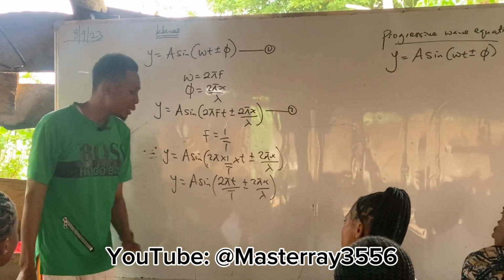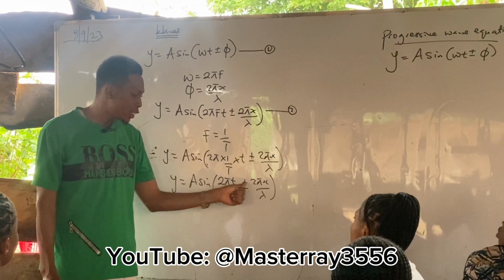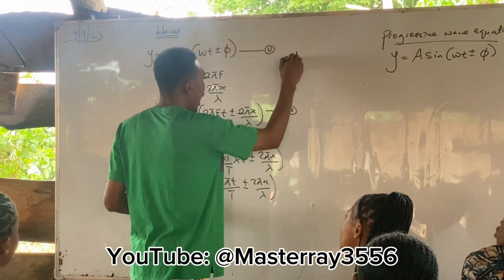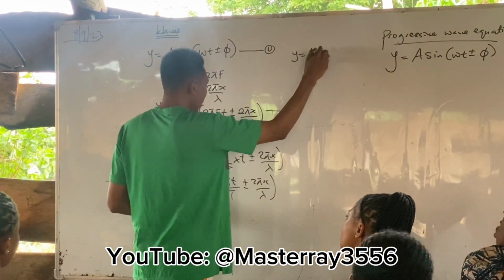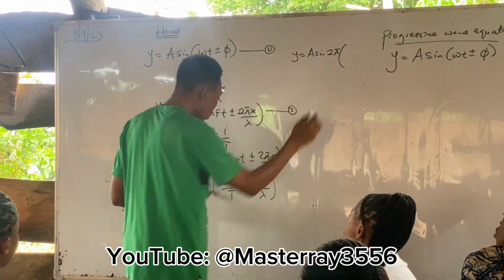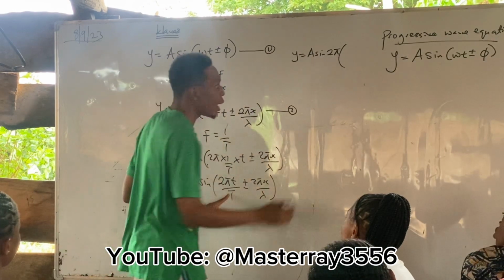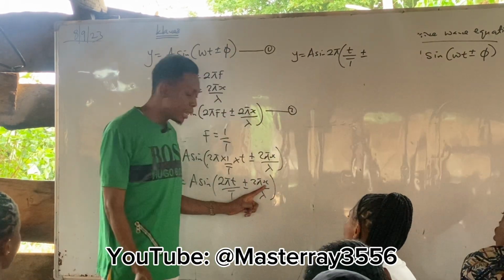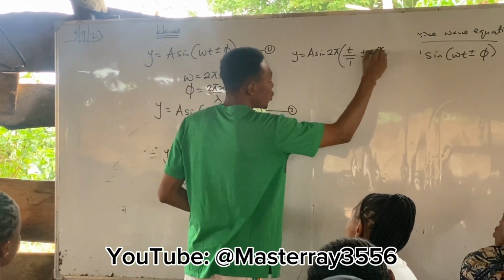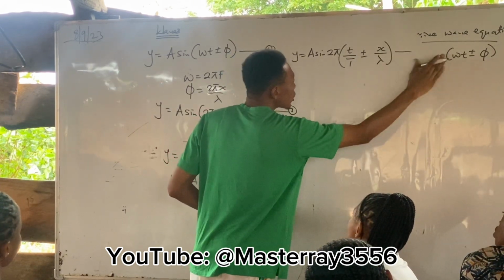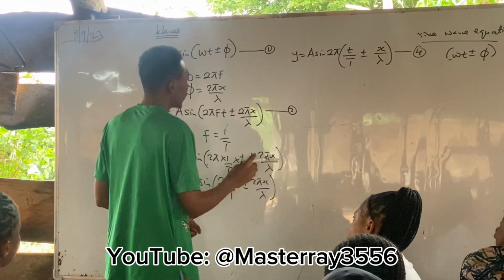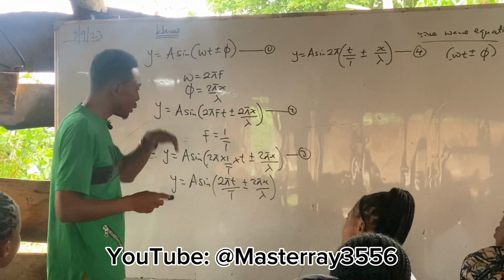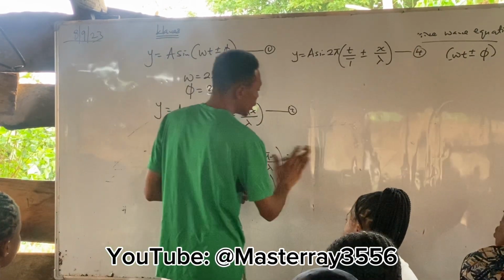So from there, what's common here? 2 pi is common, is it not? So if you factor out 2 pi, we are going to have y equals a sine, then 2 pi. What will be left here? t over capital T, then plus or minus, what will be left here? x over lambda. So we can call this equation 3.